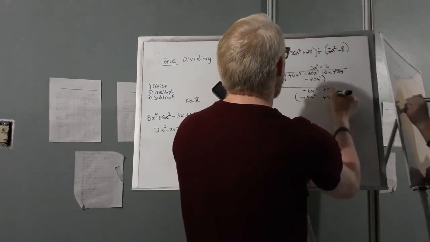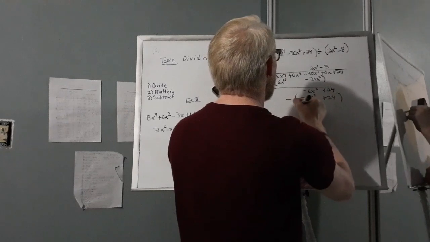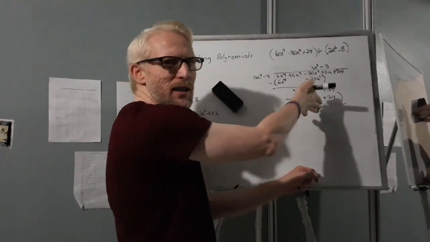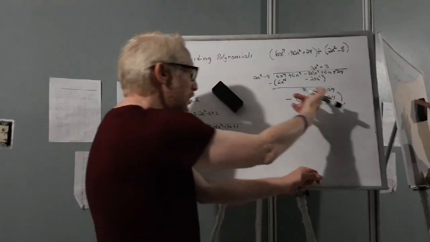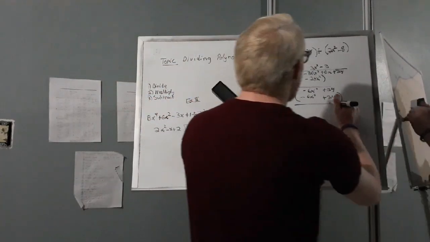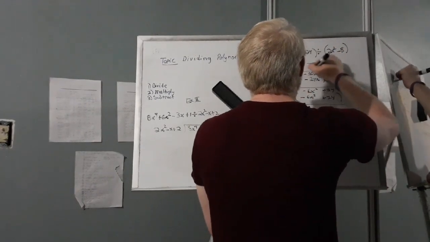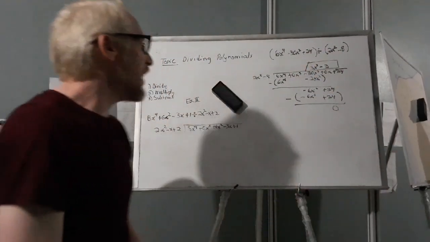So I write in the parentheses and I distribute the negative. And negative 6x squared minus negative 6x squared is 0. And 24 minus 24 is also 0. So all this is 0. And I have no remainder, and this is my answer. And it's very simple. It's not out of the ordinary.